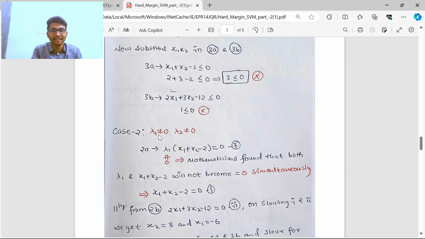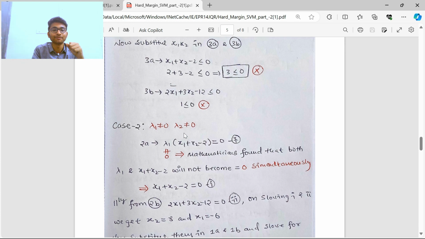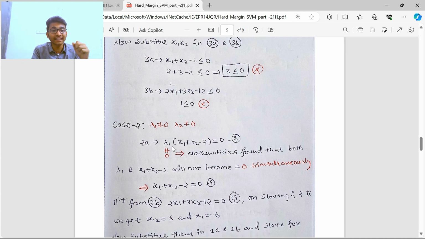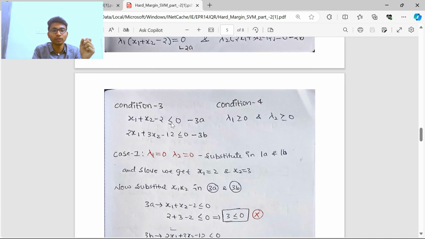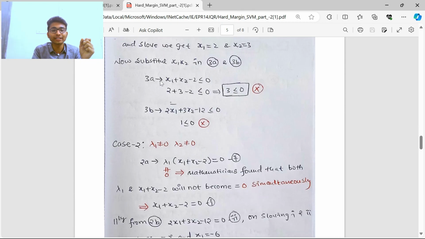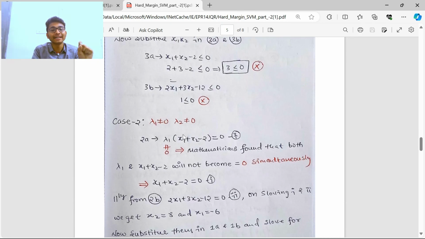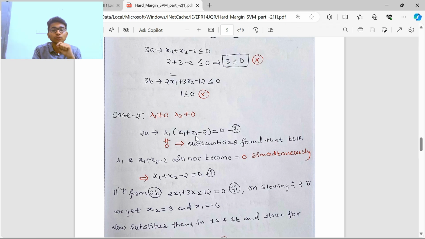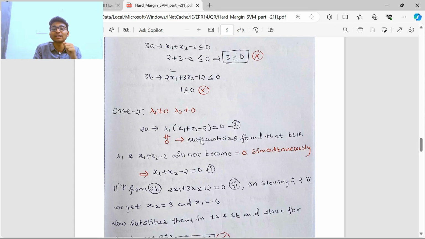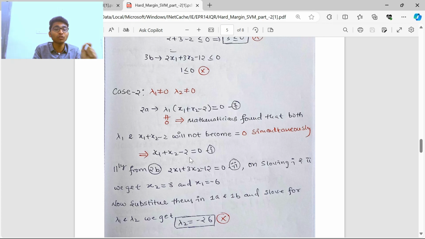Case 2. See, lambda 1 is not equal to 0 and lambda 2 is also not equal to 0. Let's take them. And let's take 2a right now. What is 2a? Multiplying the Lagrange multiplier with the constraint and equating to 0. Now, one of them is not equal to 0. We know that lambda 1 is not equal to 0, and x1 plus x2 minus 2 is equal to 0. What does it mean? It means that x1 plus x2 minus 2 equals 0, right? Means we got one equation now.